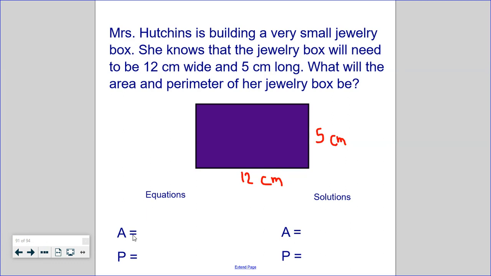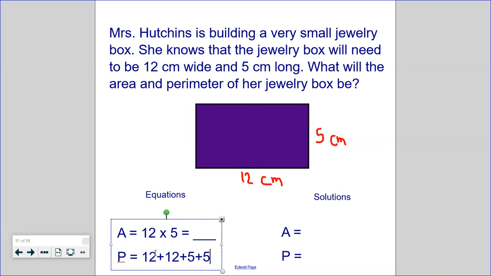All right. So let's start with the area, okay? Here's where I'm going to put my equations. So for area, I'm going to multiply length times width. So I'm going to do 12 times 5, okay? And I'll just do a blank. For perimeter, what am I going to do? I'm going to add the sides, and this time I'm going to go 12 plus 12 because those are the two long sides, plus 5 plus 5. I'm going to do it that way. I think it might be a little easier for me to figure out. Okay, so now let's solve it.